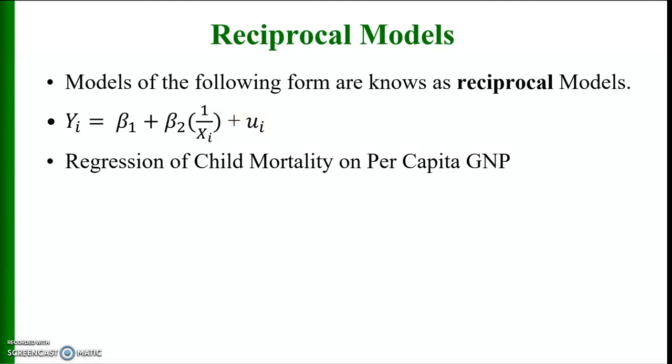Now, although this model is non-linear in the variable x, because x enters inversely or reciprocally, the model is linear in beta 1 and beta 2 and is therefore a linear regression model. This model has three features. As x increases indefinitely, the term beta 2 times 1 by x approaches 0 and y approaches the limiting value of beta 1. Therefore, models like this have built in them a limit value that the dependent variable will take when the value of the x variable increases indefinitely.